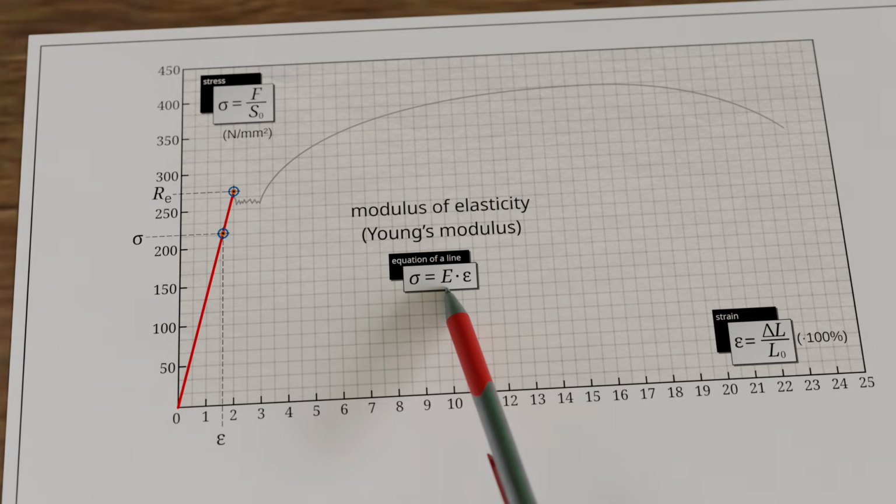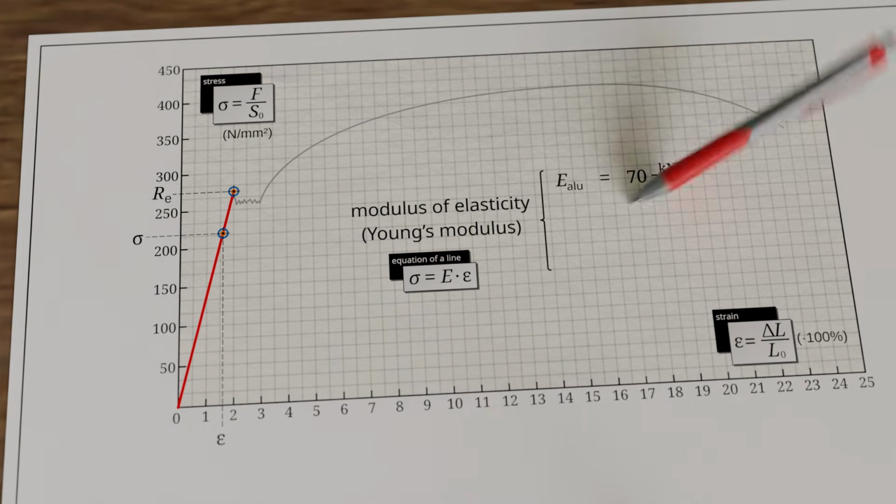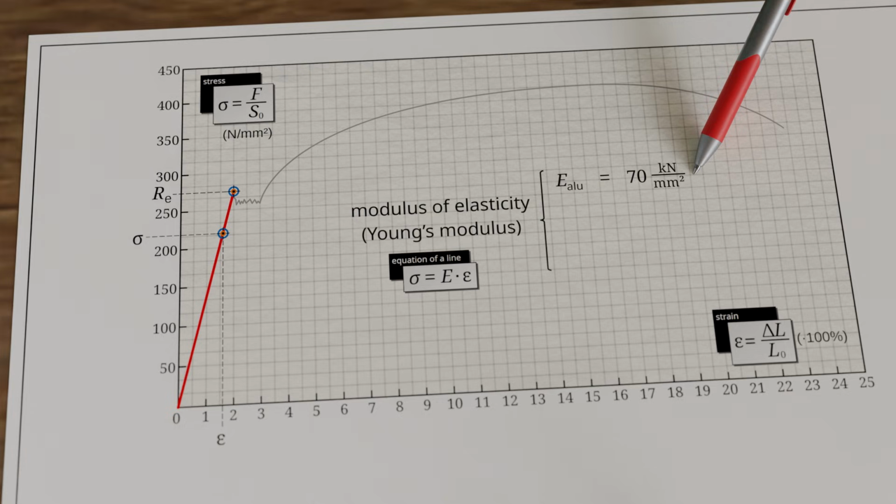It must be noted that this relationship only applies within the elastic range, in which components are only permitted to be loaded. A modulus of elasticity for aluminum of 70 kilonewtons per square millimeter means, illustratively, that a force of 70 kilonewtons is required per square millimeter of cross-sectional area to theoretically stretch the material to twice its original length.